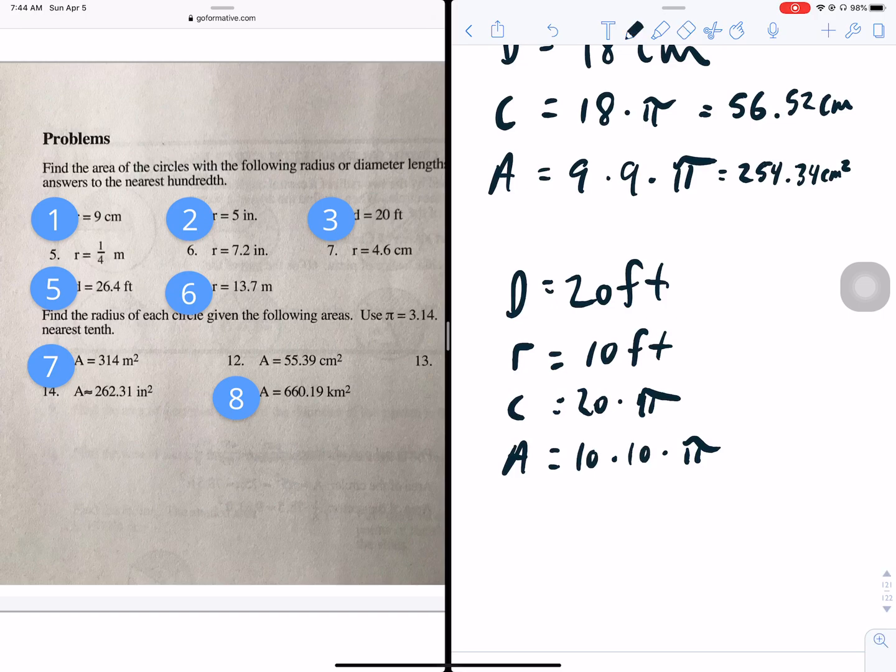And then the calculator will do the rest. 10 times 10 is 100. 100 times pi is 314. And 20 times pi, well, 2 times pi is 6.28. 20 times pi is 62.8. So 62.8. And now units, okay? Feet and feet squared. And that is the most important part. If you are confused how I got those numbers, just throw them in your calculator. 20 times 3.14 and 10 times 10 times 3.14. You'll get the same numbers.